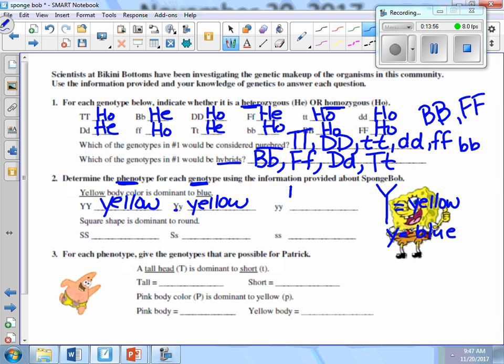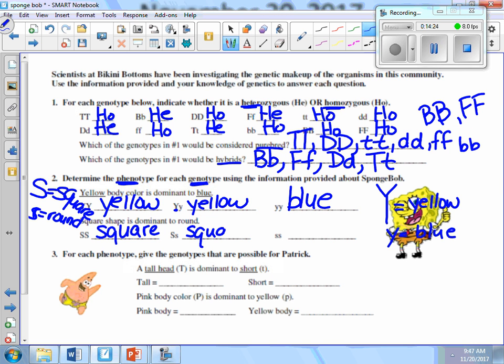Oh, you guys are too smart. All right, go ahead, Shantae. What's here? Square shape is dominant to round. So big S equals square. And what does little s equal? Round. So little s is round. So if I have 2 big S's, Shantae, what am I? Square or round? Good. Juliana, big S, little s? Yes. Why am I square?